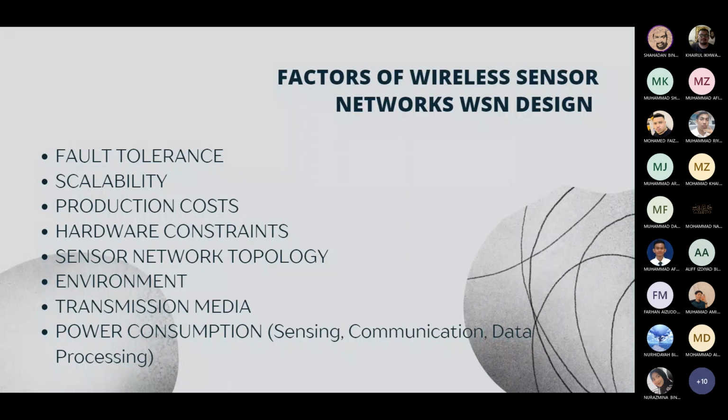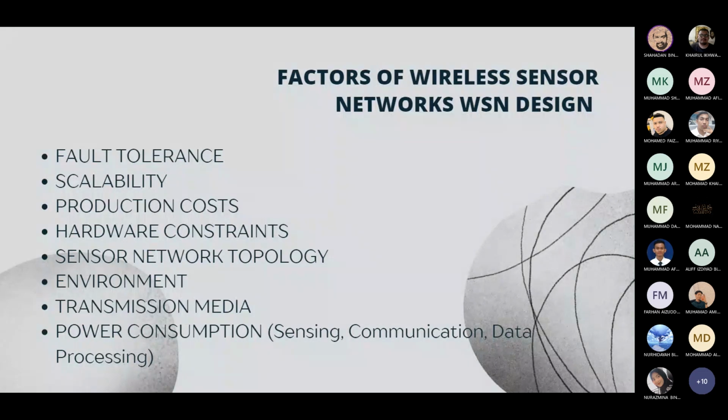Next will be scalability, as Surya said just now. Scalability is a very important factor to ensure the efficiency of the routing protocol for the wireless sensor network and also for the growth of the network. Scalability is also very important as it ensures the network could be future-proof as more changes can be made in the future.